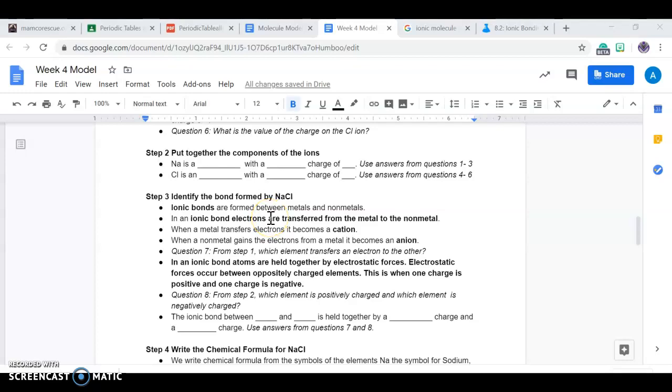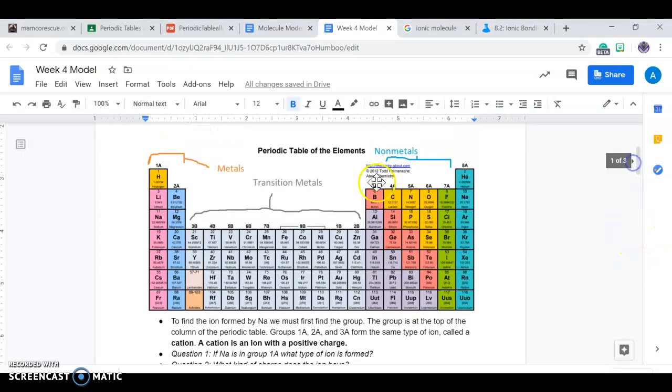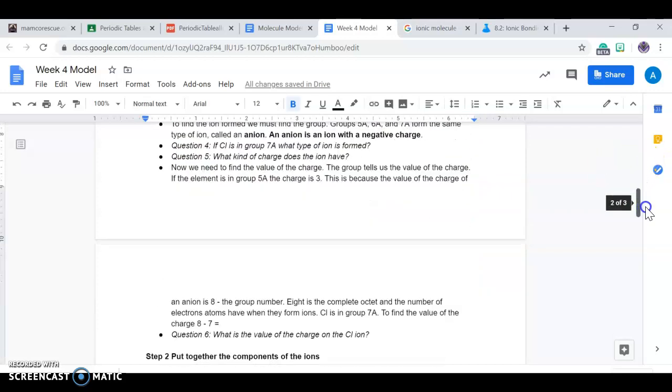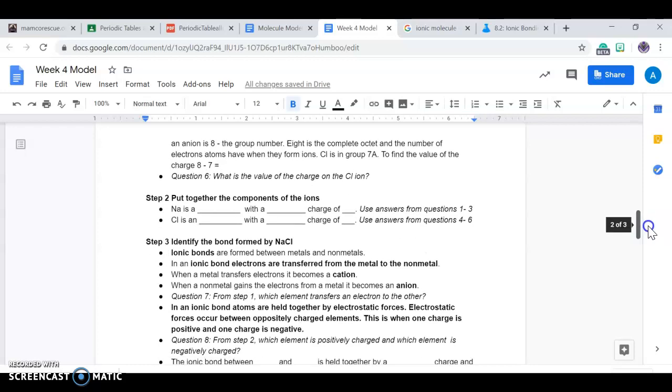Okay, so now we're moving on to step 3, and we're looking at the details and properties of ionic bonds. So you're going through these bullet points. We're talking about ionic bonds that are formed between metals and nonmetals. So we're looking at sodium and chlorine, remember? Sodium is here, Na, Cl is here. So we have a metal and a nonmetal. So that tells us we're going to have an ionic bond.